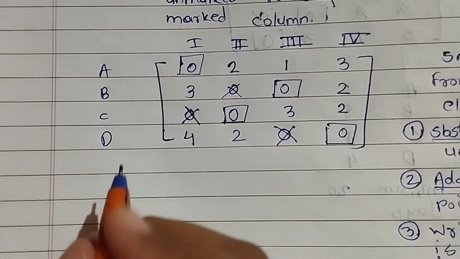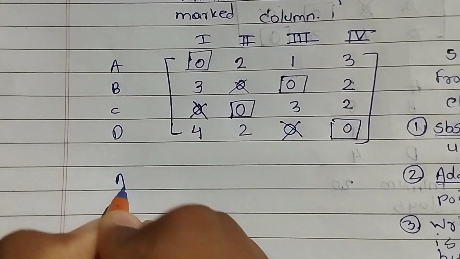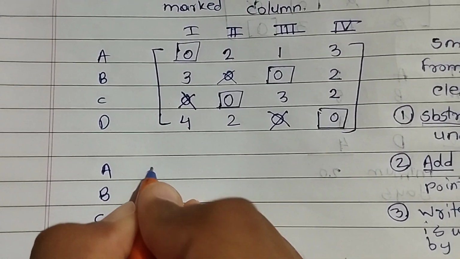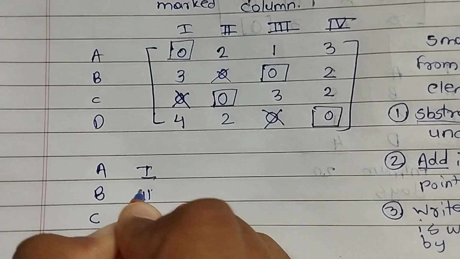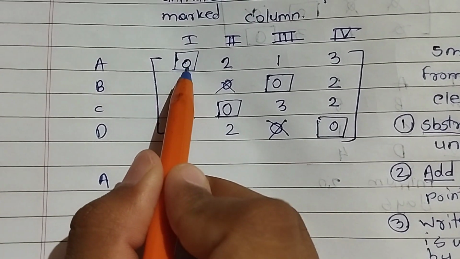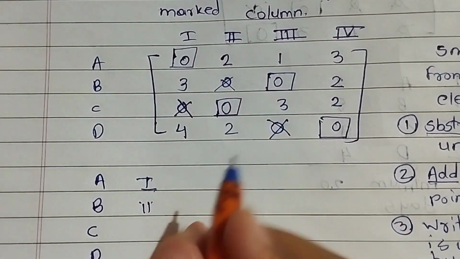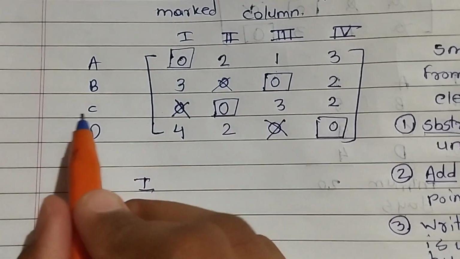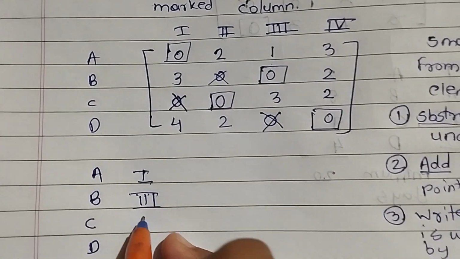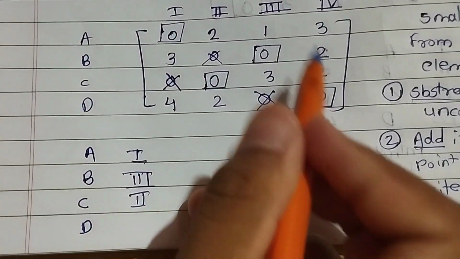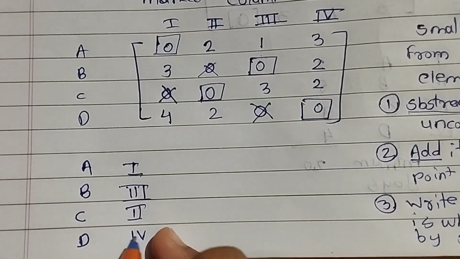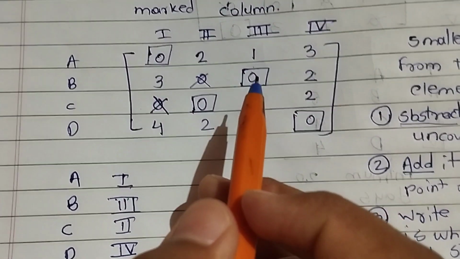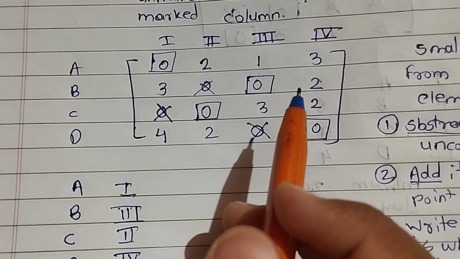So from this assignment matrix we can schedule for A, B, C, D the respective costs. For A, the first cost is assigned, for B, the third cost is assigned, for C, the second cost is assigned, and for D, the last, fourth cost is assigned. So these assigned values we refer from the original matrix.